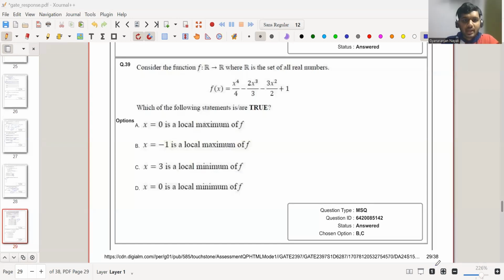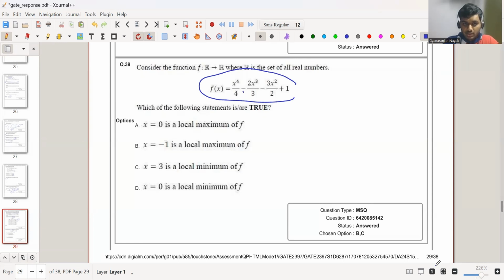Okay, so here consider the function f from R to R, where R is the set of all real numbers, and you are given the function f(x) as x^4 by 4 minus 2x^3 by 3 minus 3x^2 by 2 plus 1.